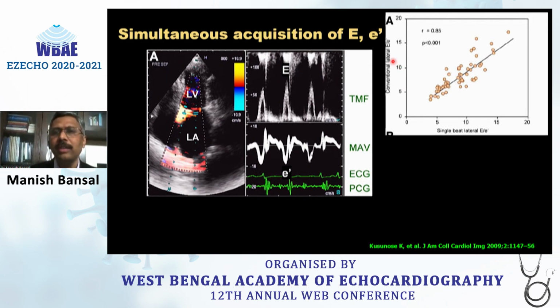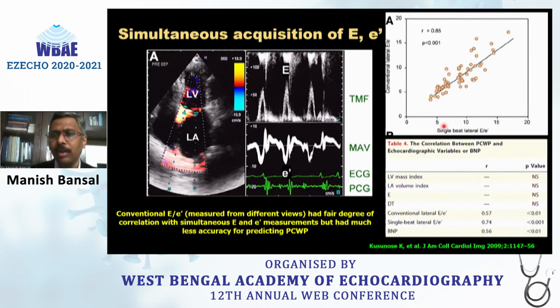What we find is that conventional measurement had decent, pretty good correlation with this simultaneous measurement, but for predicting elevated pulmonary capillary wedge pressure, conventional measurement was much less accurate as compared to simultaneous measurement. So if we can get simultaneous measurement, nothing like it. Otherwise, we will have to rely on non-simultaneous measurement of E and E prime.